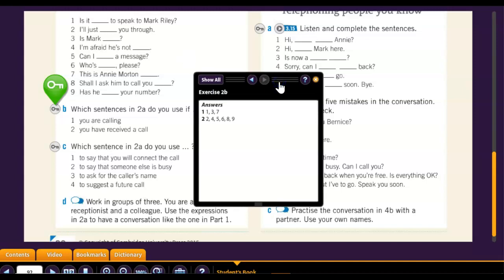Okay, number 1, 3, and 7 are used for calling, and number 2, 4, 5, 6, 8, and 9 we have plenty of phrases or questions that you could use when you receive the call. Okay, pay attention to both because you are going to do both parts.